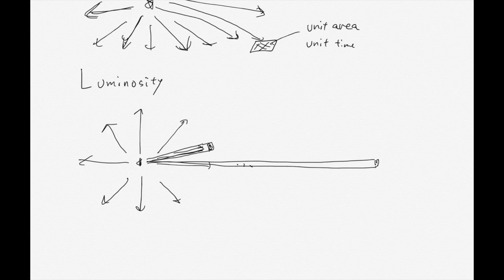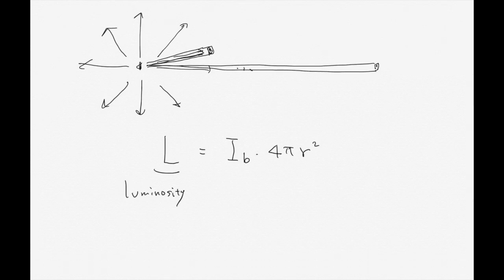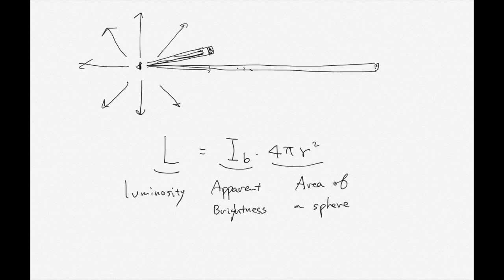Assuming the isotropic radiation of light from the sun, luminosity can be calculated from the apparent brightness and distance to the star. The luminosity and the apparent brightness are related. This luminosity is equal to apparent brightness times 4 pi r squared. This is luminosity. This is apparent brightness. And this is the area of a sphere with radius r.